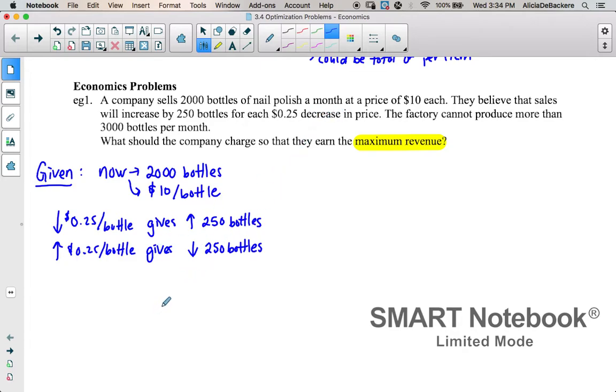All right, and don't forget here, if we're maximizing revenue, my goal is to find R equals some stuff, and then I'll take the derivative of that. So the thing that's changing in this story, the unknown here, is the number of times I'm going to decrease the price. So I'm actually going to start my solution now. My variable, I'm going to call it x, and it's going to represent the number of price decreases.